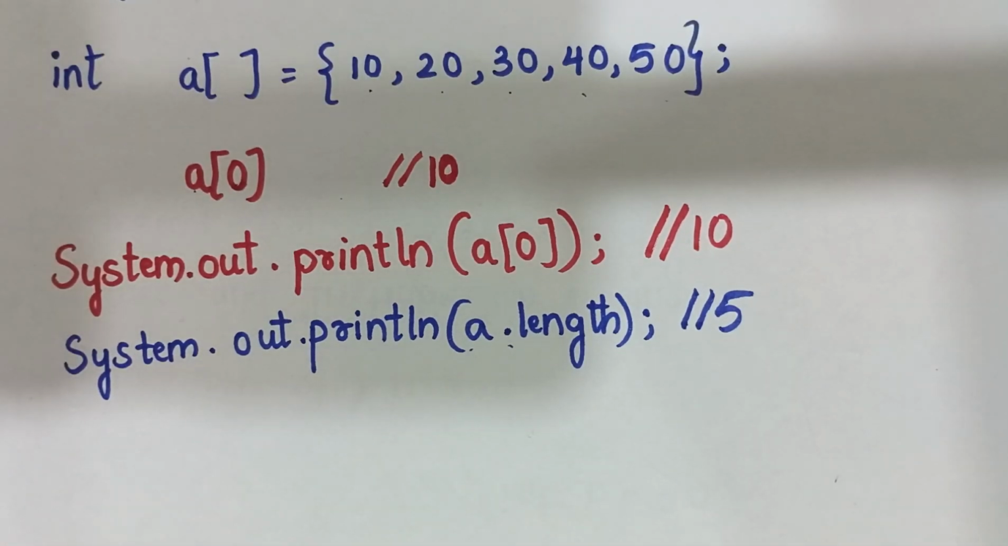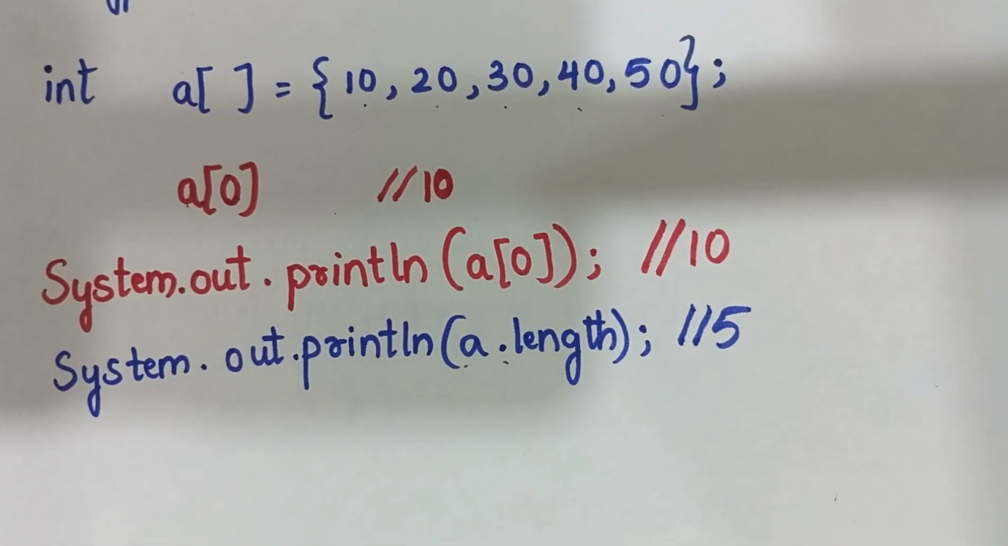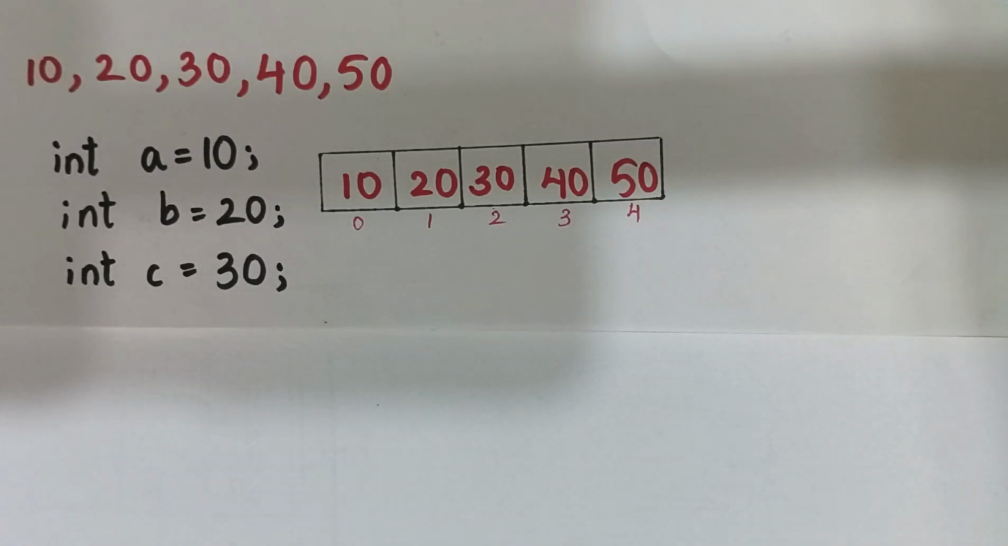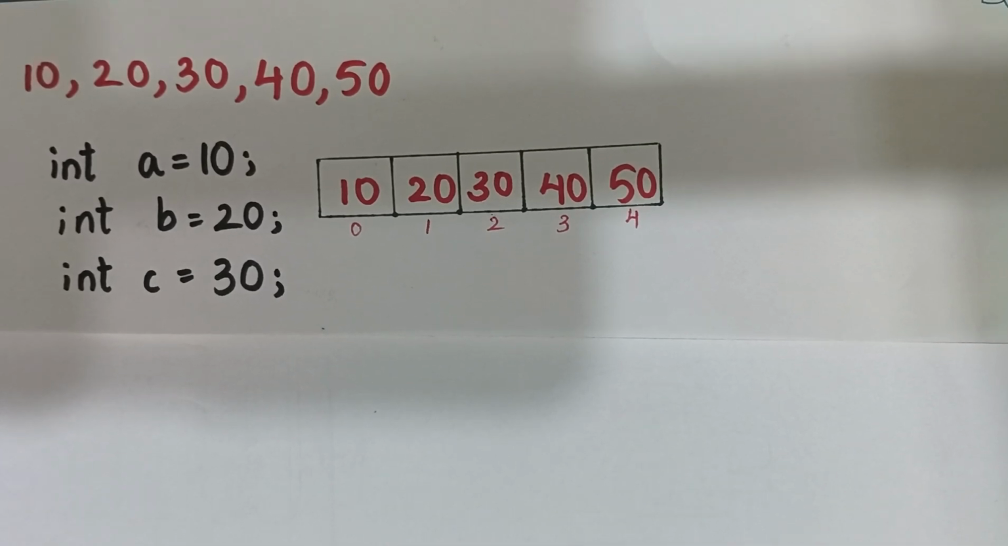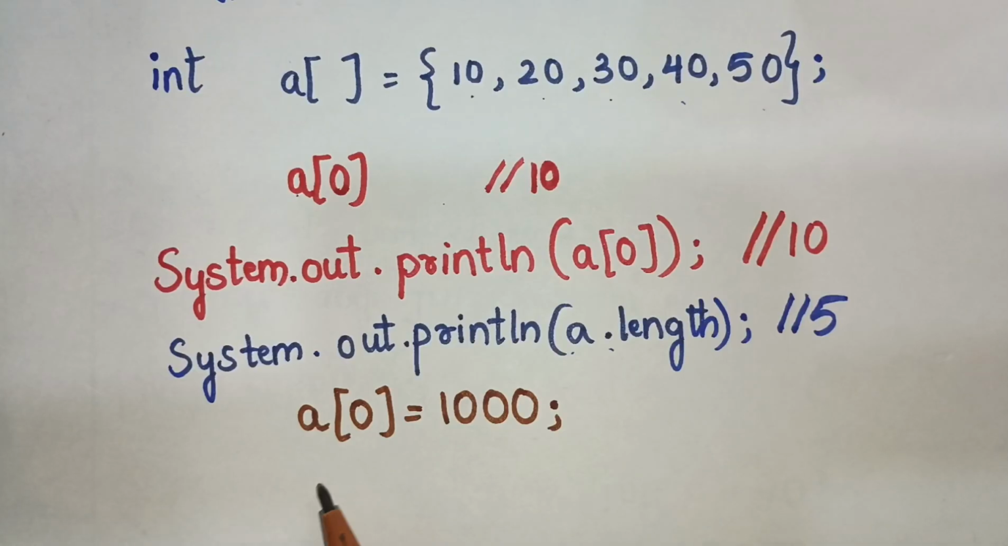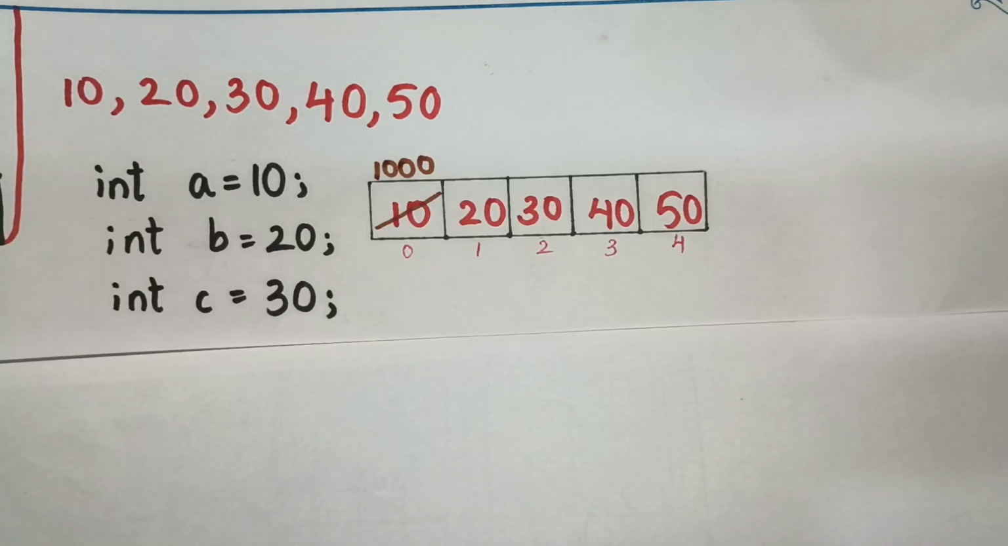We can also reinitialize an element in the array. For example, say that in place of 10 you want 1000. So reinitialization is also allowed in arrays. So this is the reinitialization statement. Based on this, in our array, the first index position is reinitialized with 1000. So here the 10 is replaced by 1000. This is the reinitialization statement.